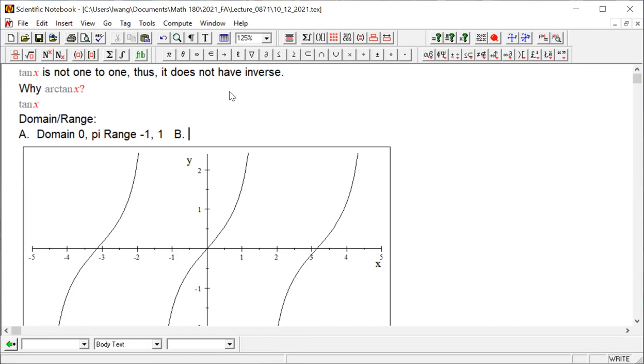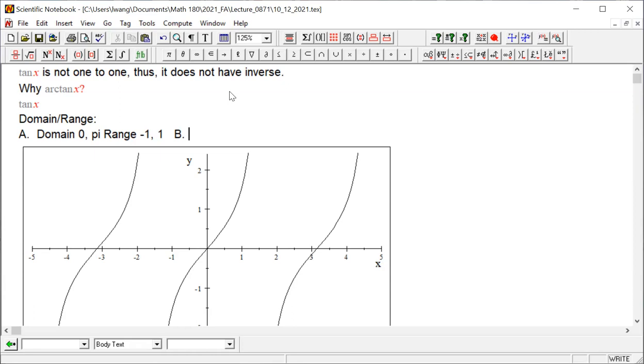Domain is always for some function, of course in this case it's tangent. Domain should include all the possible inputs the function could apply to. For each one of the inputs, it produces exactly one output. So domain is a collection of all the possible numbers for which the function will produce exactly one output.